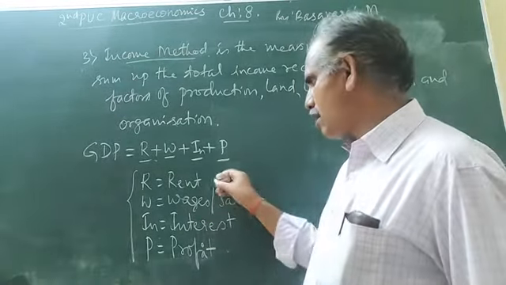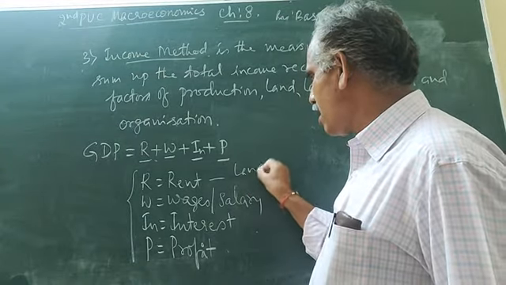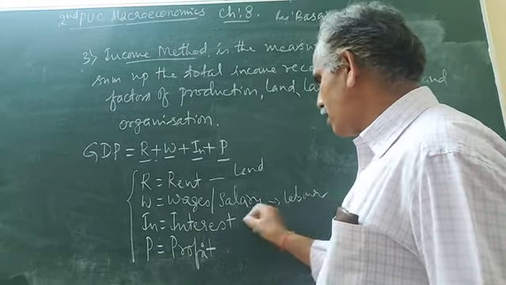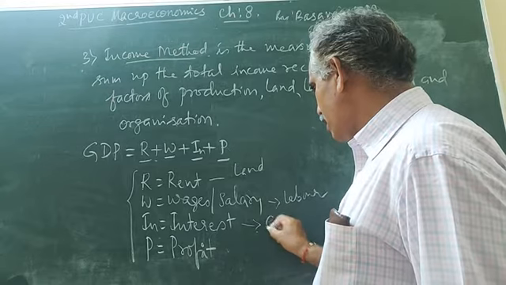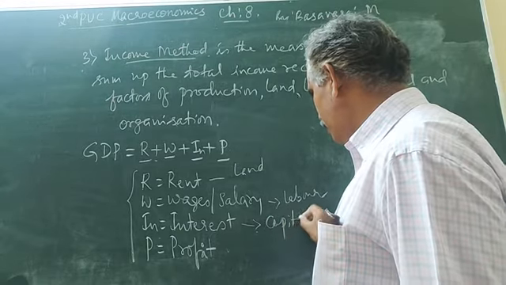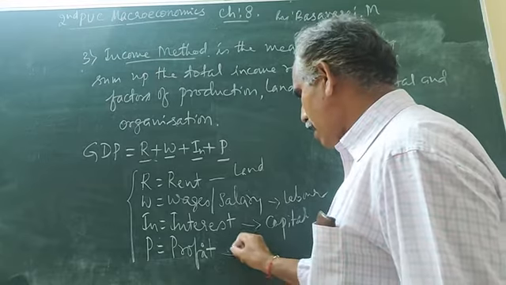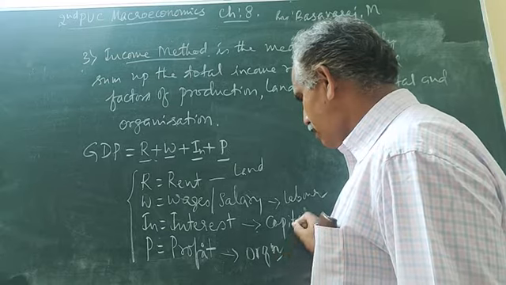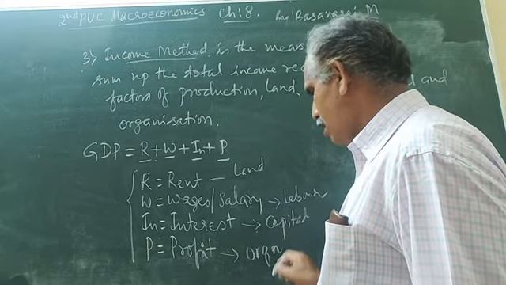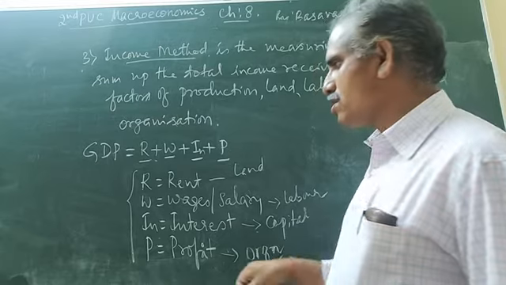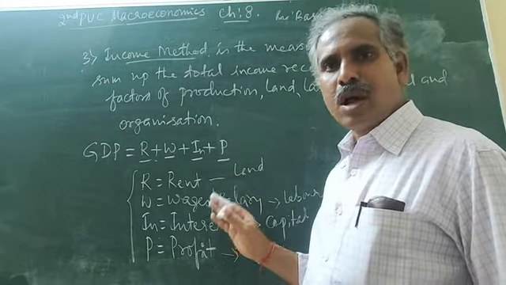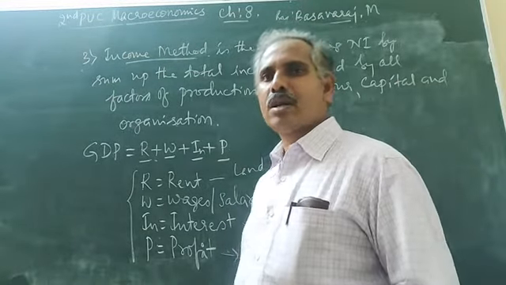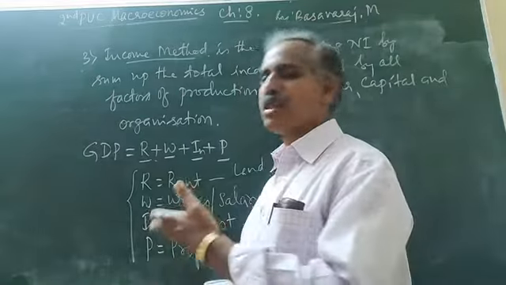Rent for the land, salary for labor, interest for the capital and profit for organization. In this way, rent, wages, interest and profit are the most important revenues. That revenue of the country becomes the income for all. That's what is the income method.